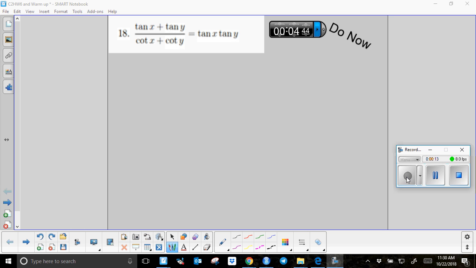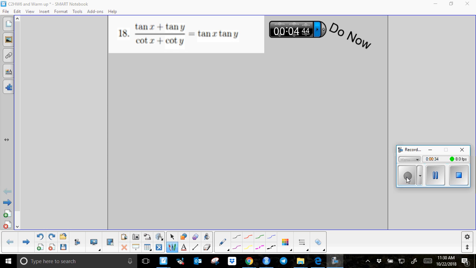All right, number 18. It says tan of x plus tan of y. Remember, the angles are different. One of them is x, one of them is y. Did you notice that when you were solving it? Yes. So this is a little bit different. So far, the problems that we have solved, the angles are all the same, whether it's theta or x, they're all the same, right?